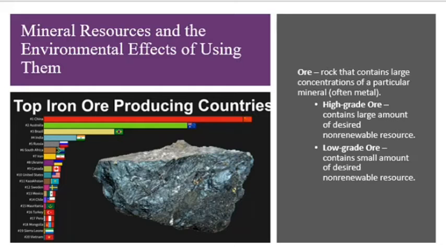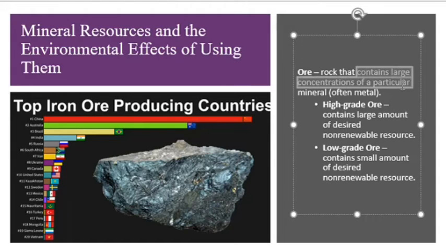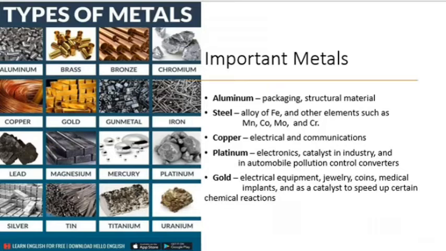So, ito yung mga countries na malakas mangunguha ng iron ore. So, China is the leading one. So, what is ore nga ba? Ore contains a large concentration of a particular mineral. So there are two types, high grade and low grade. Pag high grade, contains large amount of desirable non-renewable resource, while low grade contains small amount of desirable non-renewable resource. So ito yung mga types of metals.